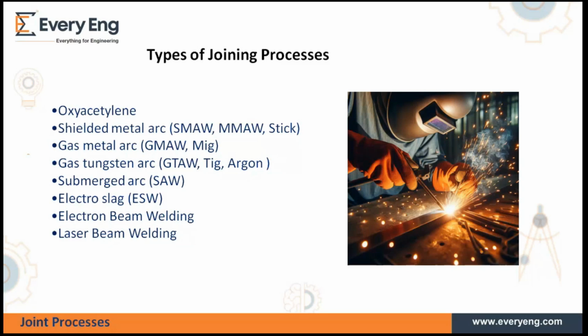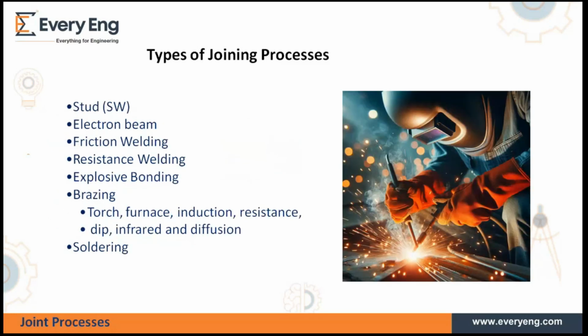Gas metal means the metal is shielded with gas. In gas tungsten, we use a tungsten electrode, and then gas provides the cover. And submerged arc welding is where the arc is submerged into the flux. Then other welding types are electroslag welding, then electron beam welding, which has newly started, and laser beam welding, which is now becoming famous.